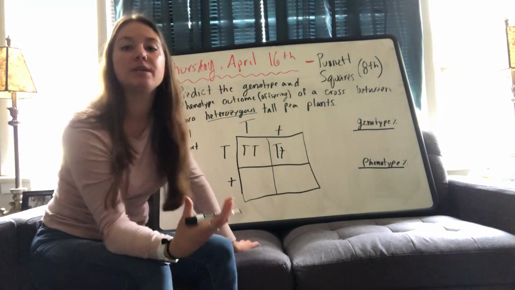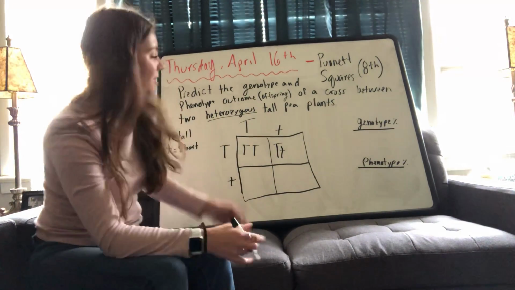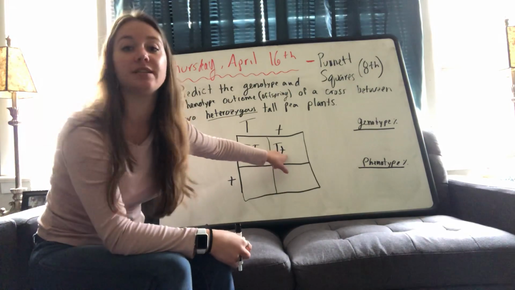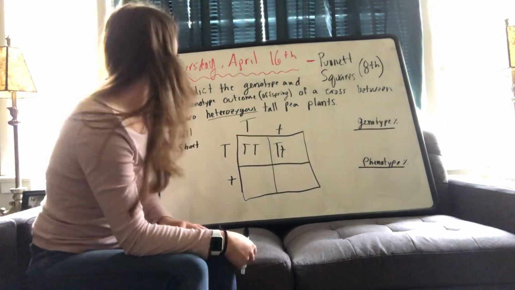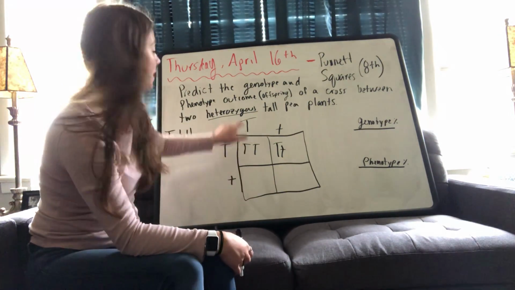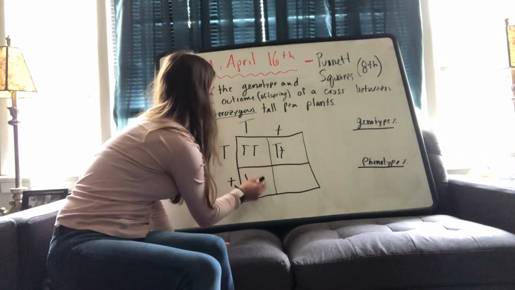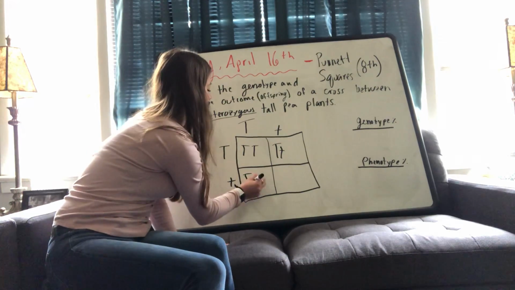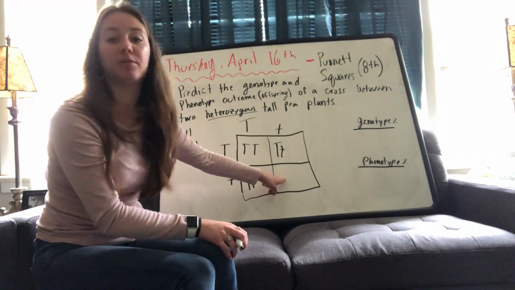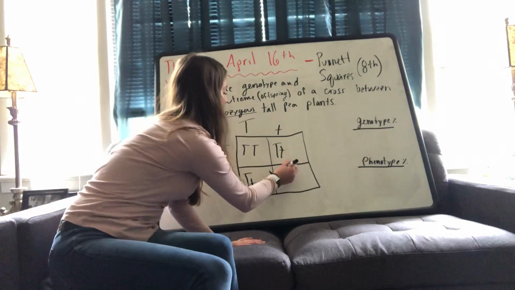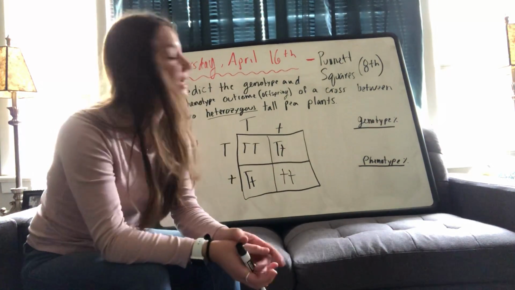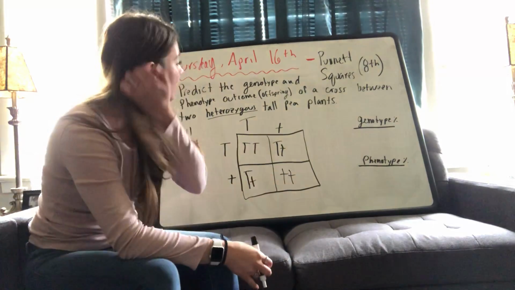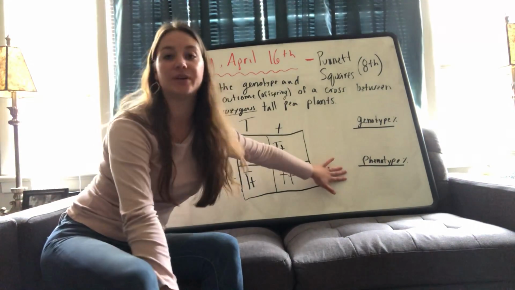It's important to always list the dominant trait first. If you have a cross with a dominant and a recessive trait here, you always want to list the uppercase letter first. Next, I'm going to move on to the bottom left square. I'm going to bring down my big T and bring over my little t. And then the bottom right square, I'm going to bring over my little t and bring down my other little t.